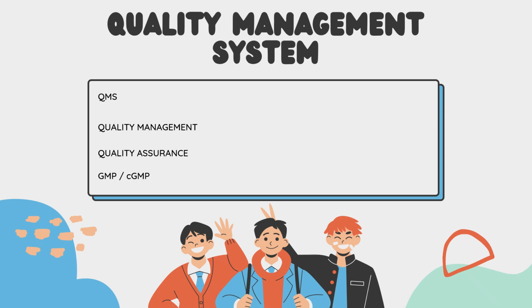Then we have GMP or CGMP, which stands for Good Manufacturing Practice or Current Good Manufacturing Practice. Ito ang mandatory guidelines na dapat sundin ng manufacturers to make sure that every batch meets the right quality standards. Yung letter C sa CGMP stands for current, meaning dapat updated lagi ang technology and practices used.